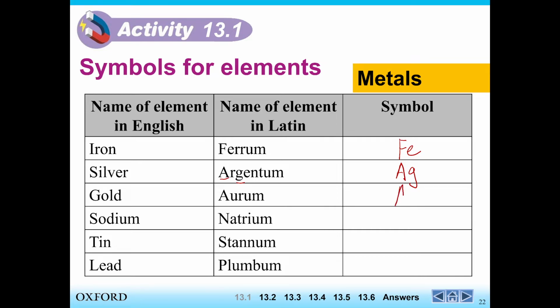Gold here, this is aurum. We're going to use the first two letters of the Latin name, Au, for gold. Sodium is Na. Tin, it's a bit complicated. This one is Sn. And lead, also a bit complicated, is Pb, from plumbum, the Latin name.